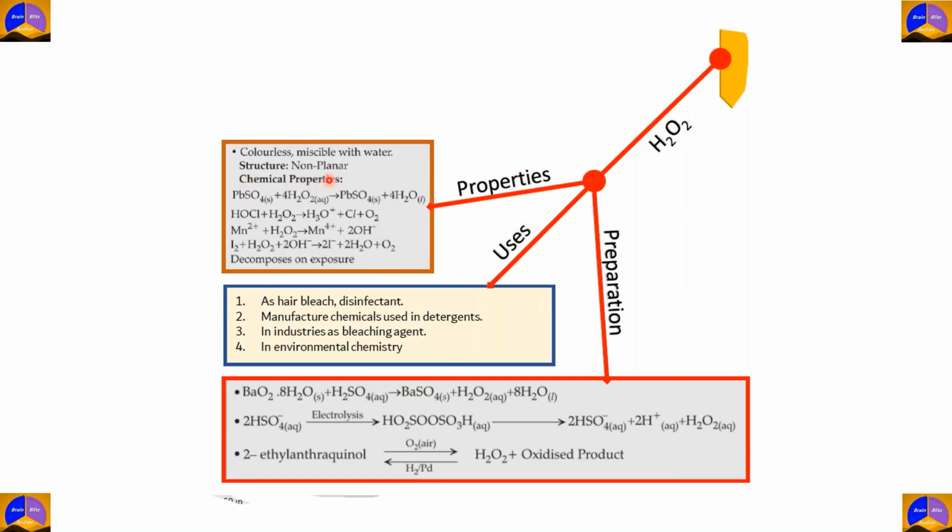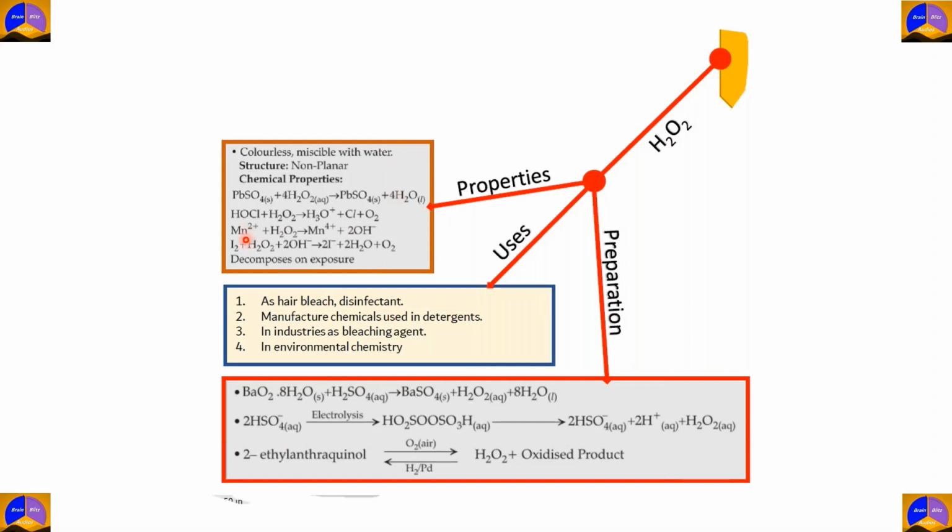Now we move on to the chemical properties of H2O2. The first reaction, PbS plus 4H2O2 giving PbSO4 plus 4H2O, is the oxidizing property of H2O2 in an acidic medium. The second reaction is that hypochlorous acid, HOCl, plus H2O2 gives H3O+ ions, which is equivalent to H+ ions, plus chloride ions and oxygen gas. Now this is the reducing capability of H2O2 in an acidic medium.